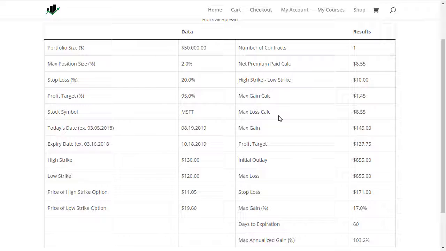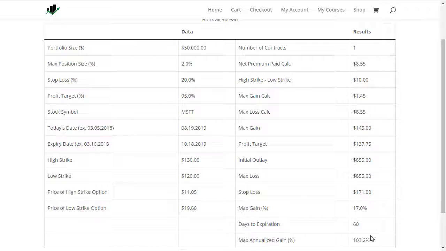So for that vertical call spread, our out of pocket, the net premium paid, is going to be $8.55, which you multiply by 100, so the initial outlay is $855. Now in a vertical call spread, that's the maximum amount that we can lose on this trade. It's $855. And there's also a max gain. The max gain is capped, and our max gain is $145, and that's before any commissions. And so our max annualized gain, which is what I always like to look at, is 103%.